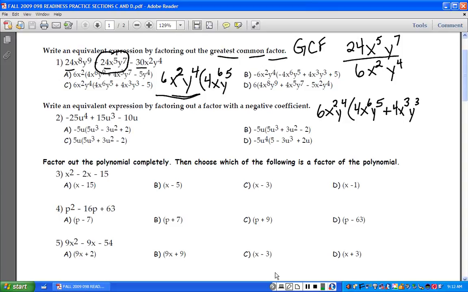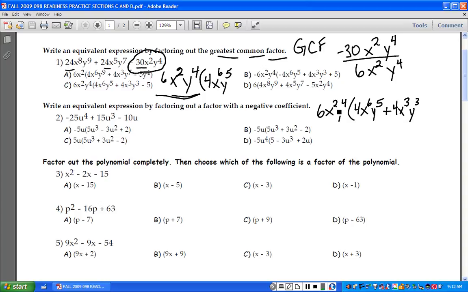So now we shift our focus to the last term. Okay, so if we're using the last term, get rid of this up here, and we write negative 30 x squared y to the 4th. Okay, so negative 30 divided by the 6.